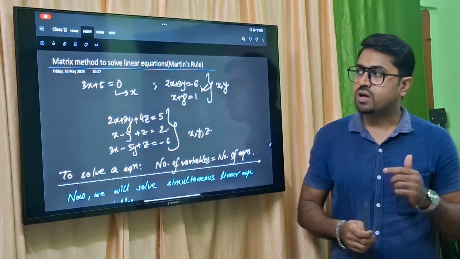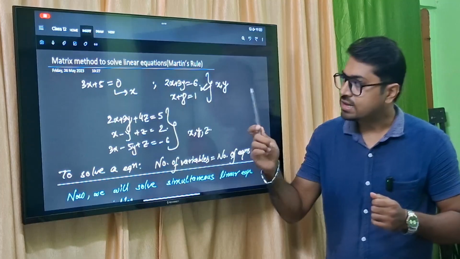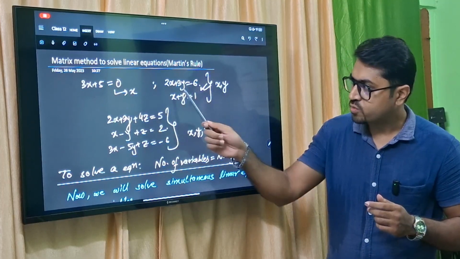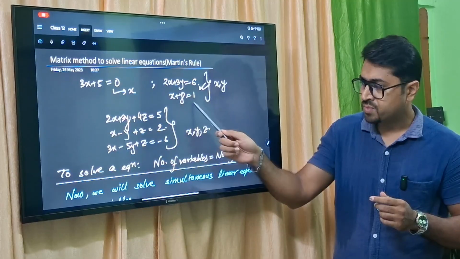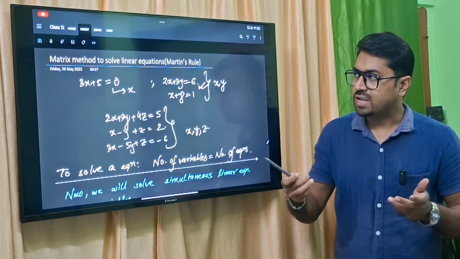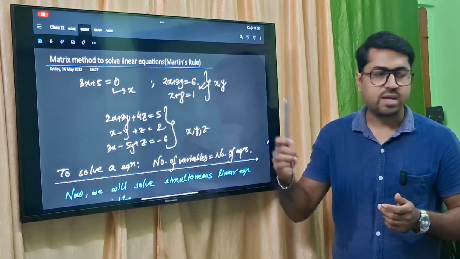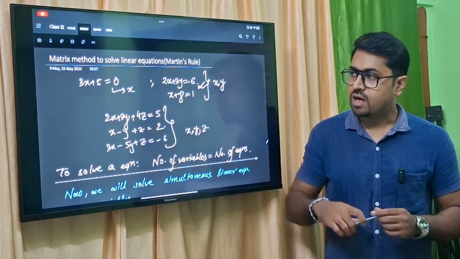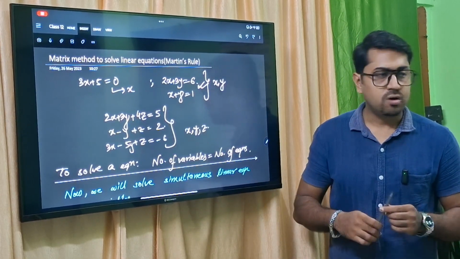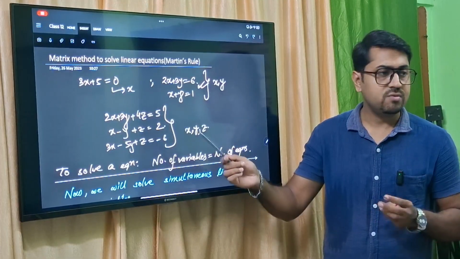Then in class 9 we have done one step ahead, that is linear equation in two variable, that is 2x plus 3y equal to 6 and x plus y equal to 1. If these two equations are given, then you can solve it by any method and then you can find the value of x and y. This is called simultaneous linear equation. Right now we will learn how to solve the equation which contains three variables.